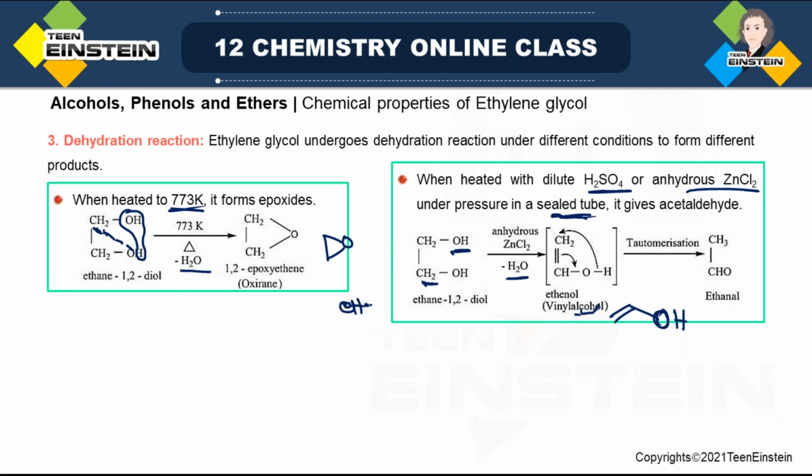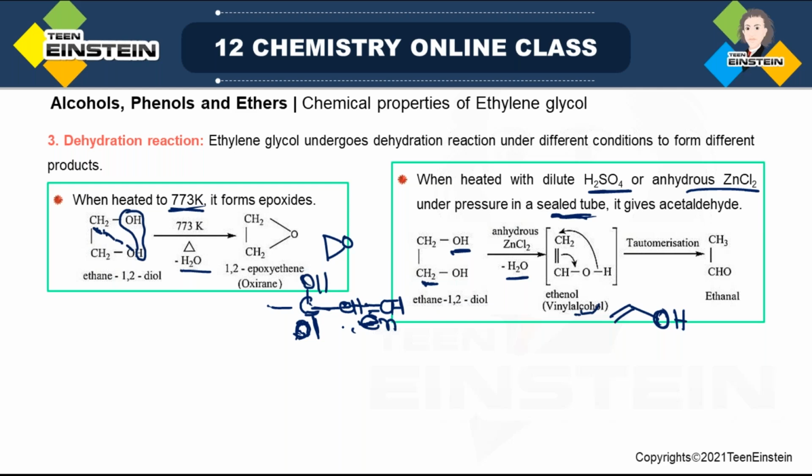There will be a CC double bond, and there is also an OH group present at the adjacent position. Now why is it an enol? Because the CC double bond is there, and the OH is there, so together the name is combined: enol. So this type of structure, a CC double bond adjacent to OH, is known as an enol.